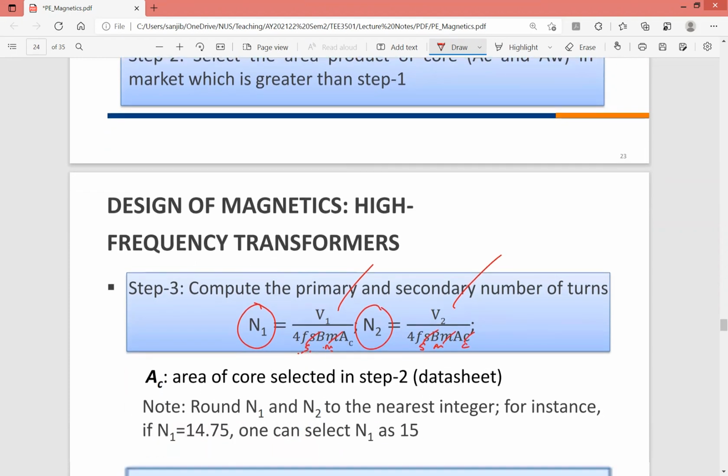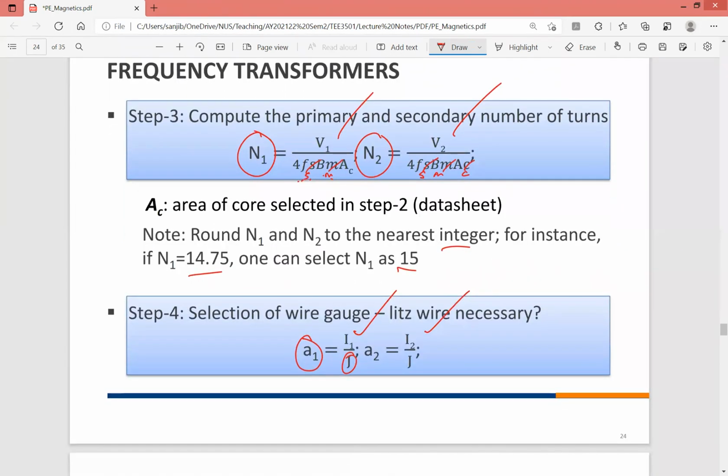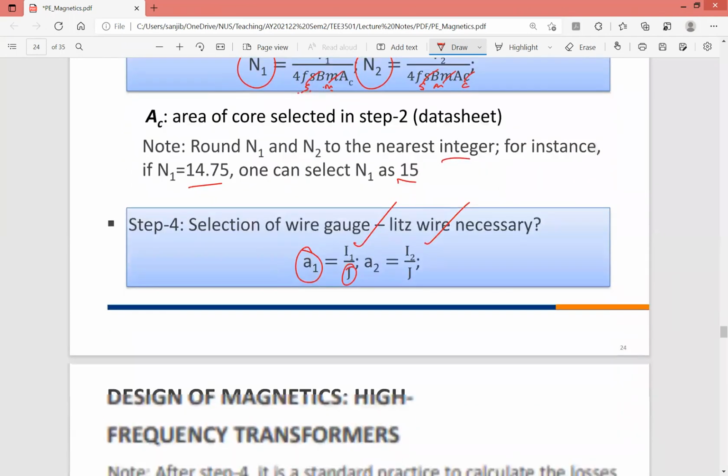And the number of turns has to be the nearest integer, of course, because, for example, if you get 14.75, you just take it as 15. So that's how you find the number of turns you need. Then you need to find out what the size of the conductor should be. There are different conductor sizes that depend upon the area of the conductor, and that depends upon the current on the primary side and the secondary side, right? So from all the analysis that we do, you know the maximum current or the RMS value of the current on the primary side and the secondary side. Then, based on the current density, you can find what the area should be, and that area will tell you what size or what gauge of wire you should use, and that's how you choose it.